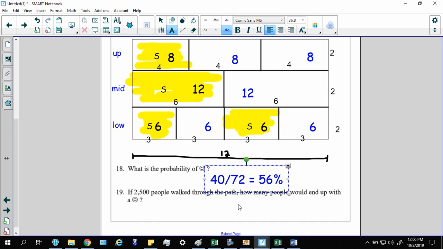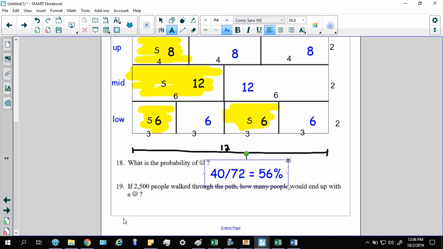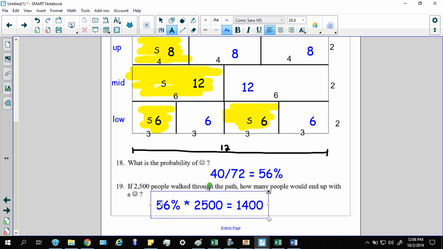Now, if 2,500 people walk through the path, how many people would end up with a smiley face? Well, we just answered that. That was 56%. And then I'm going to times that by 2,500, which gives me 1,400 people. There you go. How easy it is.